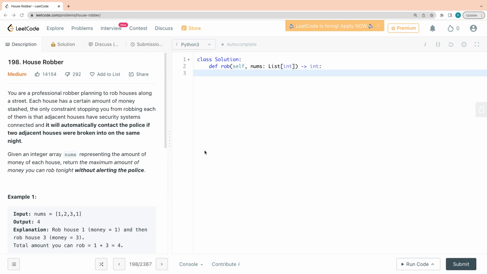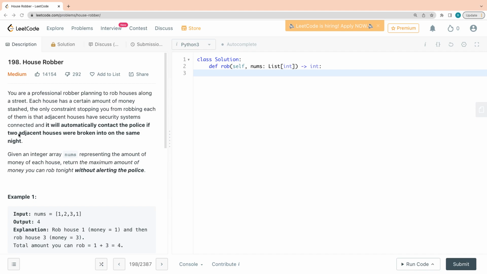You are a professional robber planning to rob a house along a street. Each house has a certain amount of money stashed. The only constraint stopping you from robbing each of them is that adjacent houses have security systems connected, and it will automatically contact the police if two adjacent houses were broken into on the same night. Given an integer array nums representing the amount of money of each house, return the maximum amount of money you can rob tonight without alerting the police. So I think you would have got the idea what it is asking.